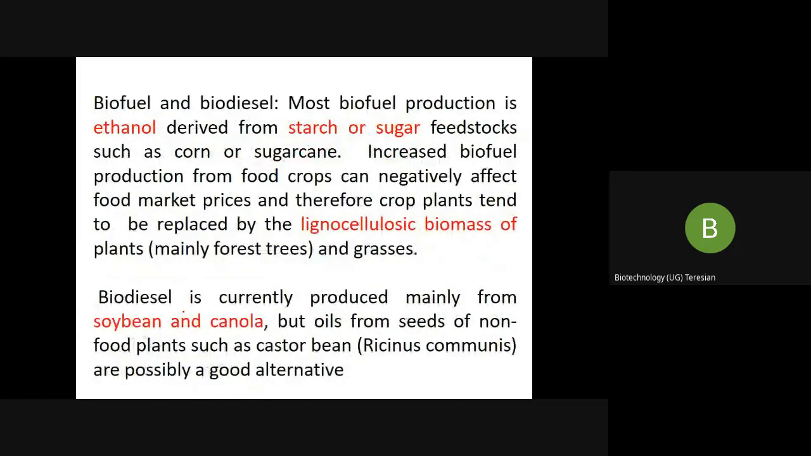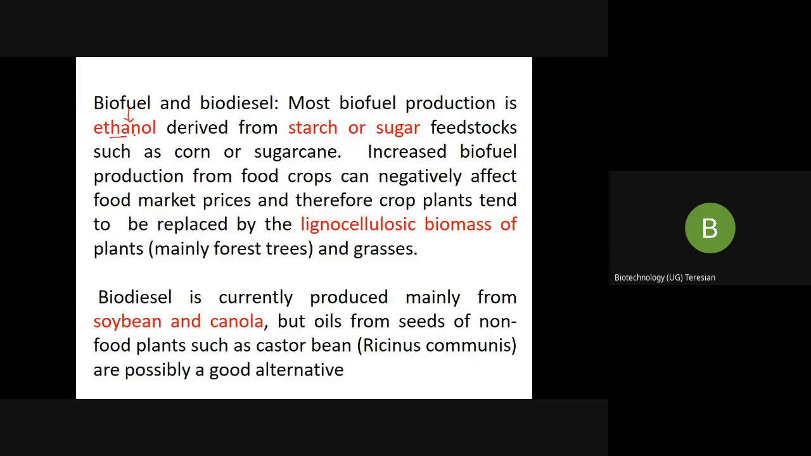Then lastly, you can see that we produce biofuel and biodiesel. Now biofuel is very much coming into the market. Okay, so what is happening? What is your biofuel? What you're producing? It is the ethanol. So my biofuel is the ethanol.